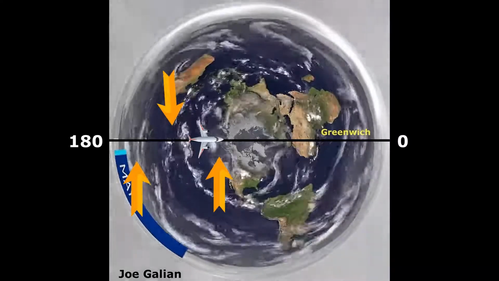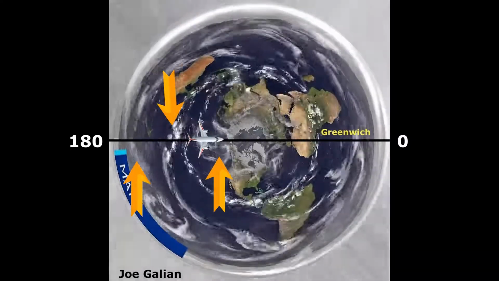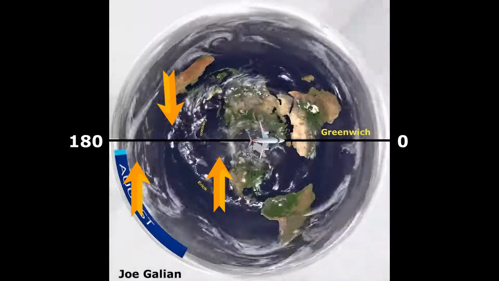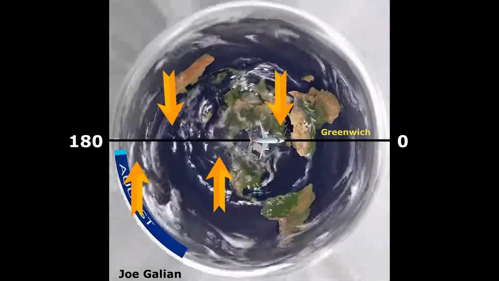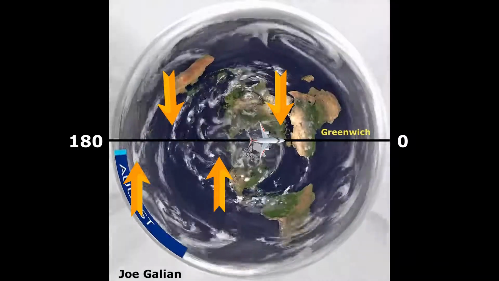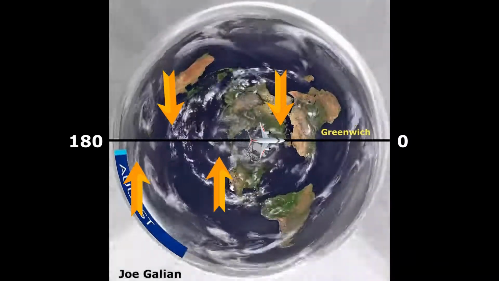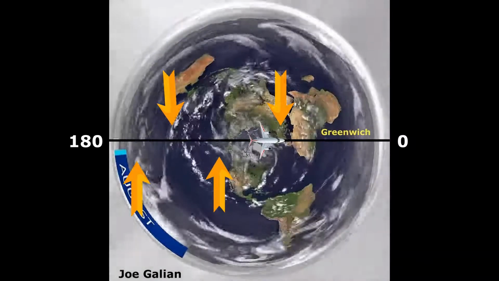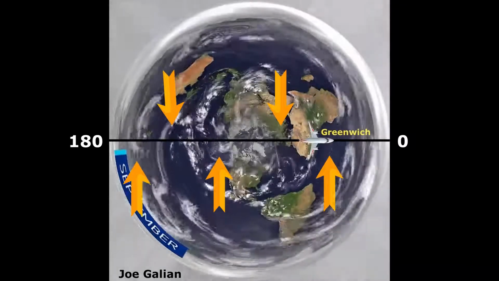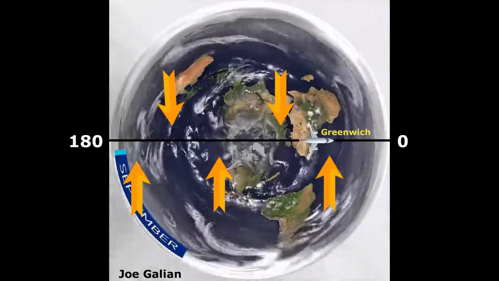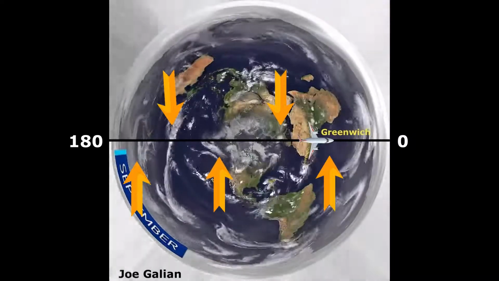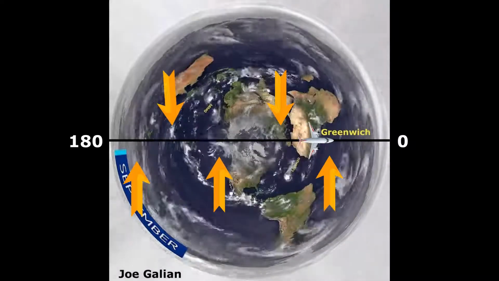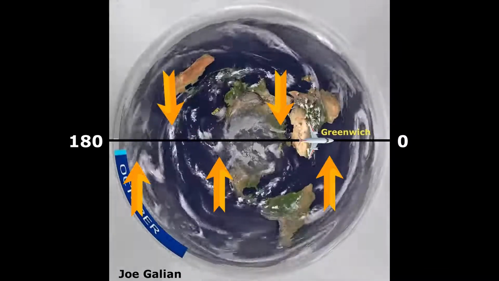I want to thank Joe Gallion for making this animation based on the weather patterns in 2019. Right now, the airplane is adjusting to the right because it's being pushed to the left because of the winds. Right now, the airplane is adjusting to the west because the wind is coming from the west to the east, and so the autopilot has to adjust.